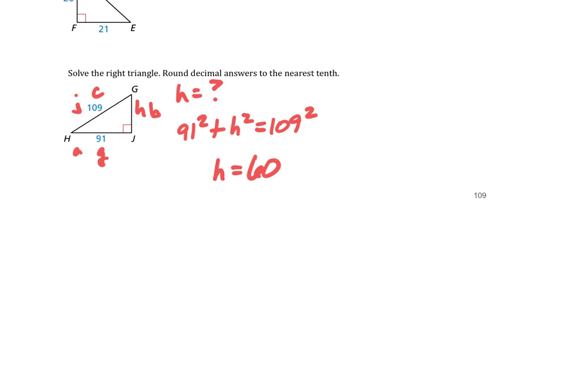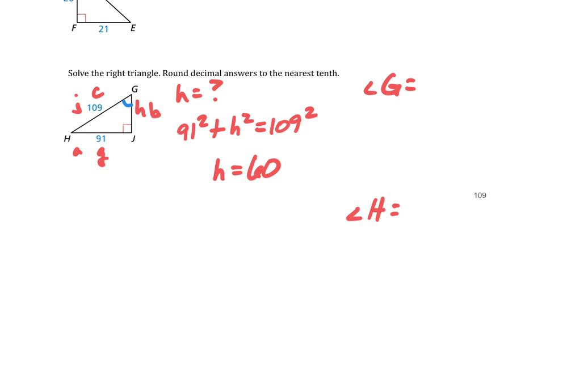Now, I want to find angle G, and I want to find angle H. Angle G. And it really doesn't matter which one we find first. You get to choose. Let's go from angle G, first of all.